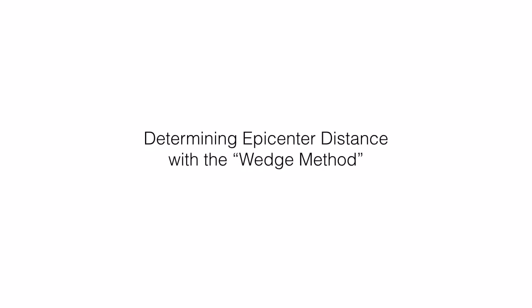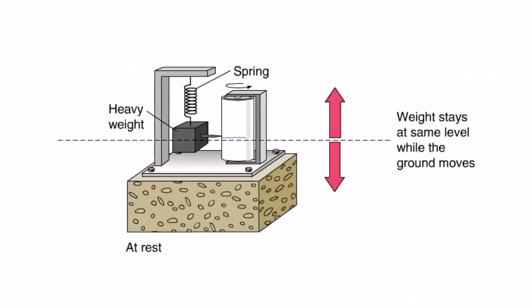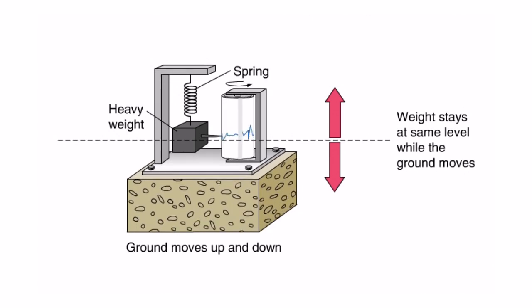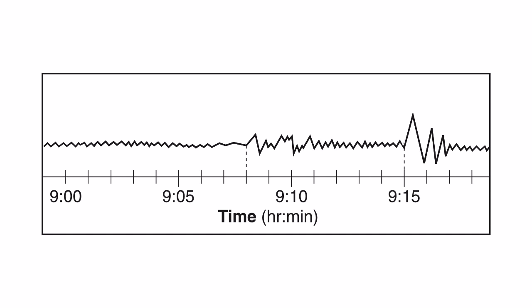Determining the epicenter distance using the wedge method. Imagine for a second you're sitting by a seismometer, and all of a sudden it starts to shake, signifying that an earthquake has taken place. You want to know just exactly how far away that earthquake was.